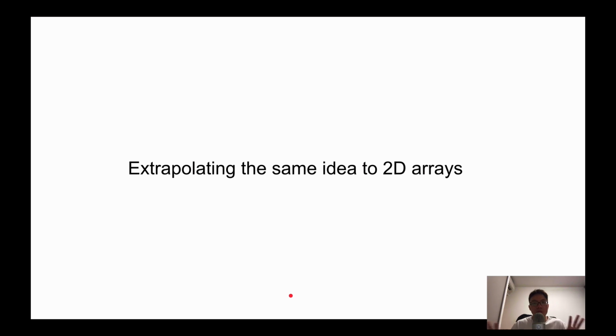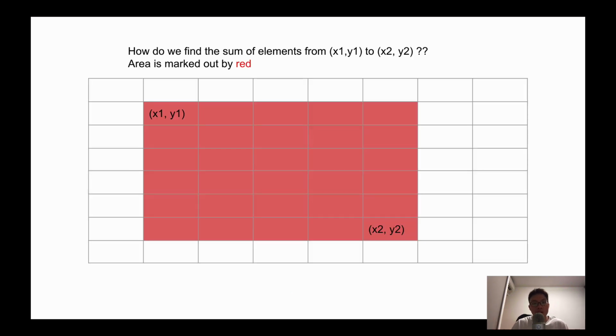Now let's try to extrapolate the same idea to two-dimensional arrays. So let's say we have this random two-dimensional array and we want to find the sum of the elements from x1, y1 to x2, y2, basically the entire area that is marked out in red color.